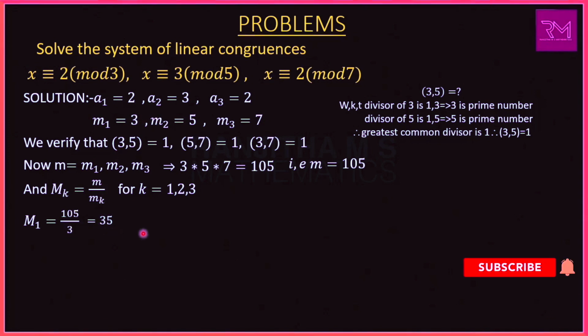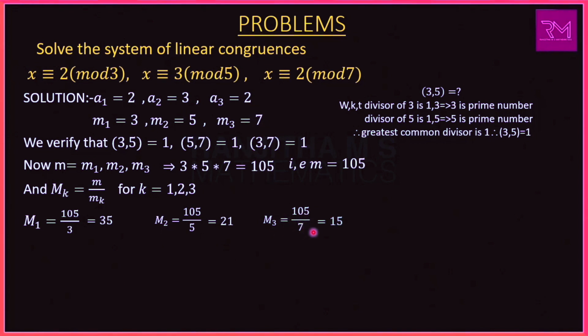Therefore we get M1 as 35. Similarly, capital M2, which is equal to M, 105, divided by m2, 5, that is 105 by 5, is equal to 21. That is the value of M2. Similarly, M3 is equal to M, 105, divided by m3, 7, so 105 by 7 is nothing but 15. After obtaining M1, M2, M3 values, next we have to consider the congruence Mk x congruent to 1 mod mk for k equal to 1, 2, 3.